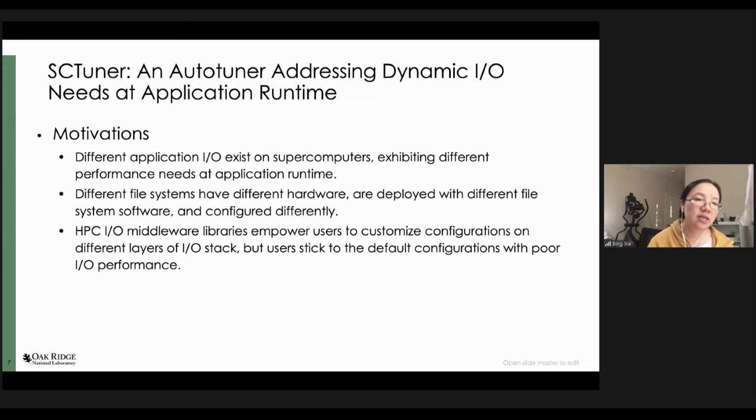The third part is that HPC IO middleware libraries empower users to customize configurations on different layers of the IO stack, but unfortunately, because of their lack of IO knowledge, users stick to the default configurations with poor IO performance. So we need automation at application runtime to help users.